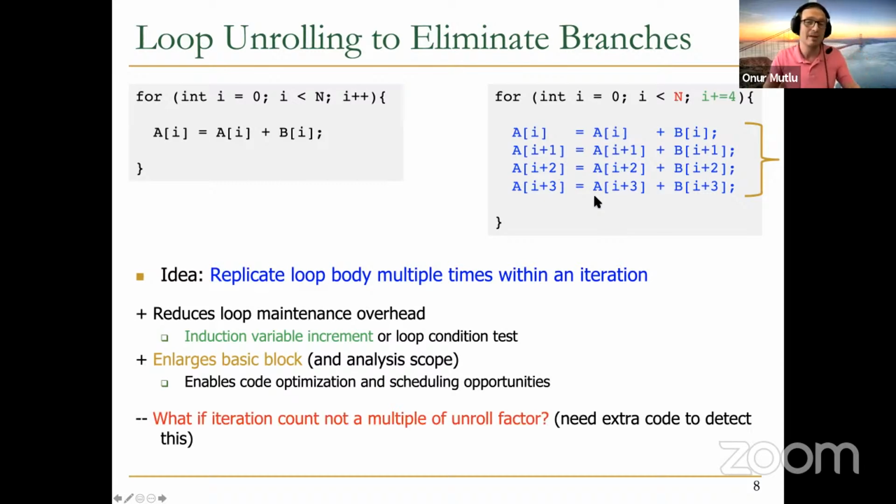The problem usually happens when the iteration count is not a multiple of the unroll factor. In this case, the unroll factor is 4. You're putting 4 iterations into a single original iteration. But if n is not a multiple of 4, then you'll have problems. You need extra code to detect this and to handle it, and that increases code size in the end.